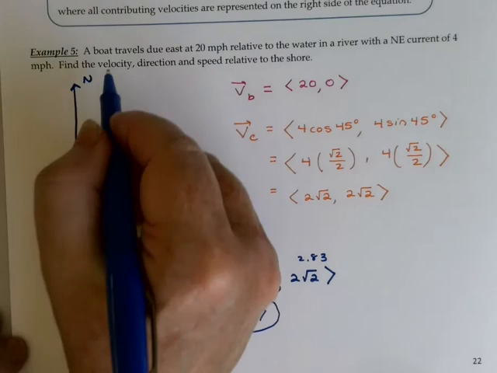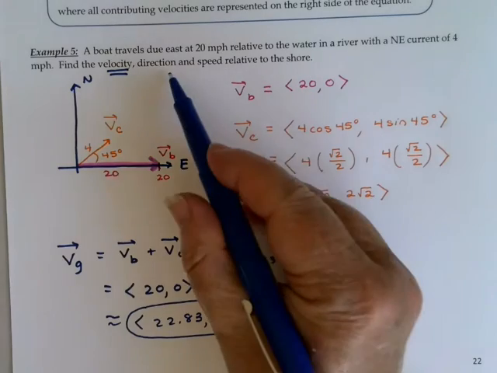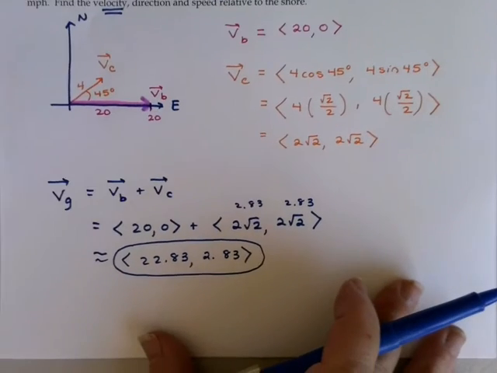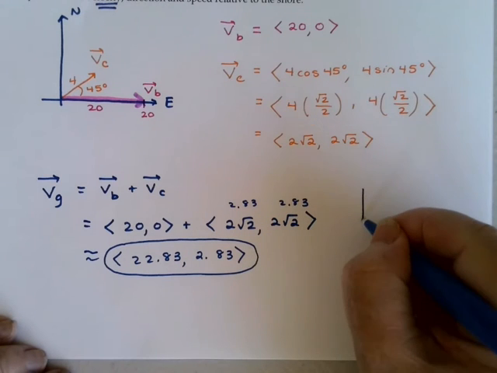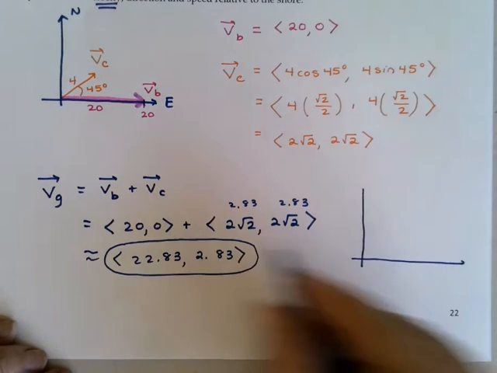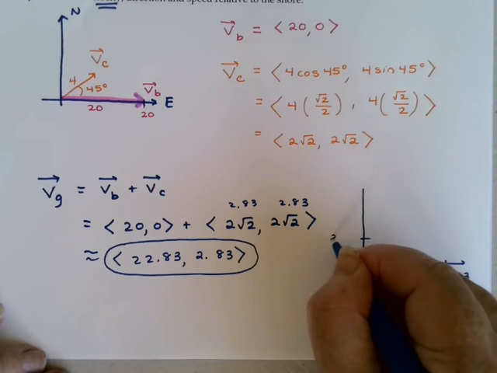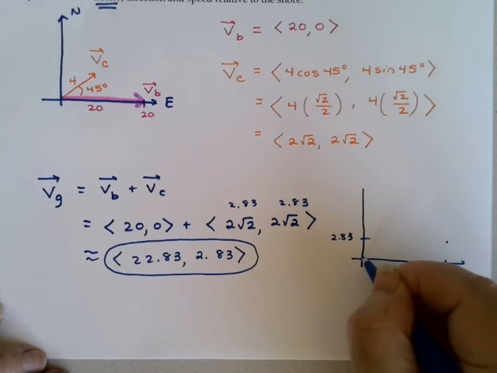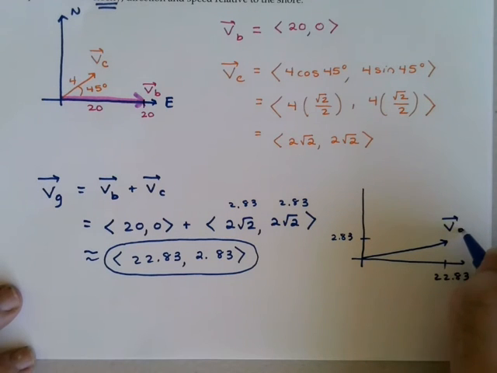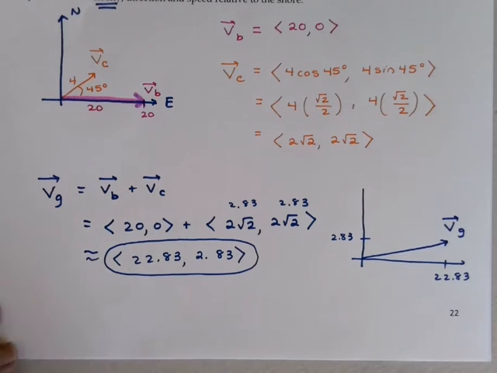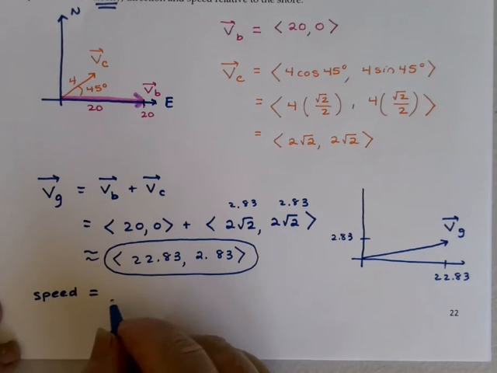All right, I found the velocity relative to the shore. That's my VG. I was also asked for direction and speed relative to the shore. So let's finish up by giving those values. This would be still in the first quadrant, right? The x value is 22.83. The y value is 2.83. So my velocity vector looks like this. That's VG. And I could say the speed is just the magnitude of that vector.